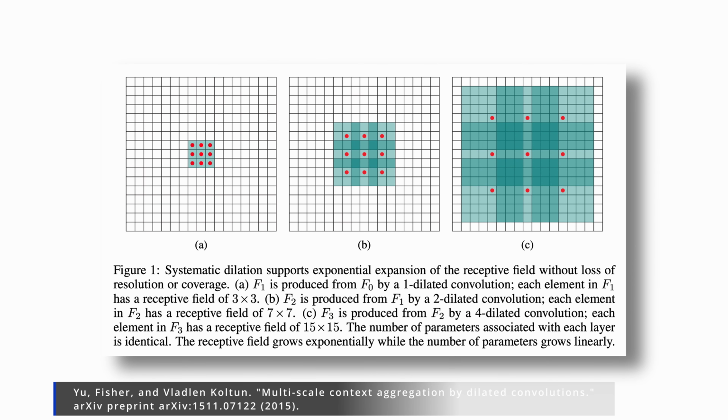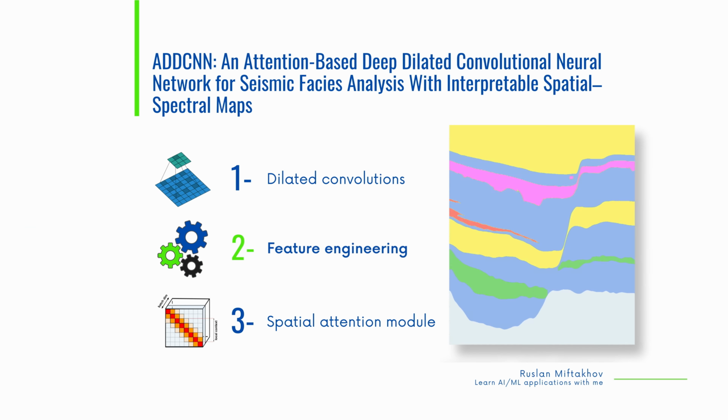Dilated convolutions inflate the kernel by inserting spaces between the kernel components. Dilated convolutions are used to enhance the receptive field of output units without increasing the kernel size. Then let's talk about feature engineering.